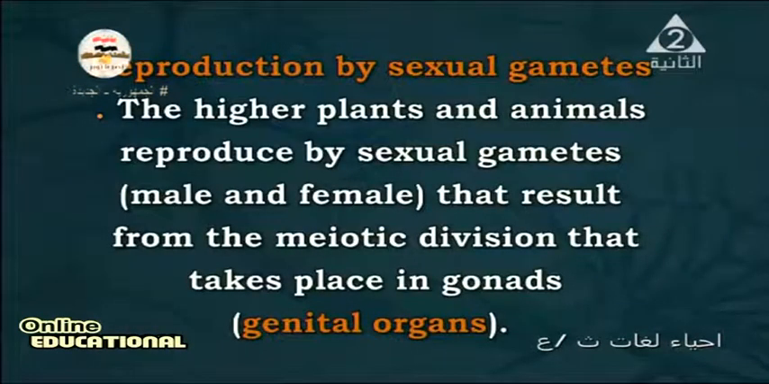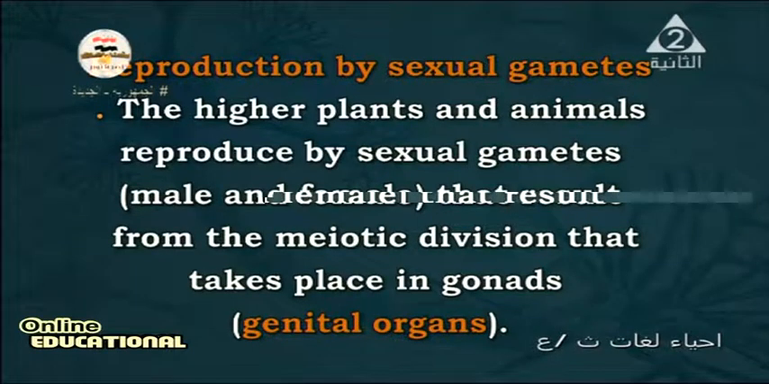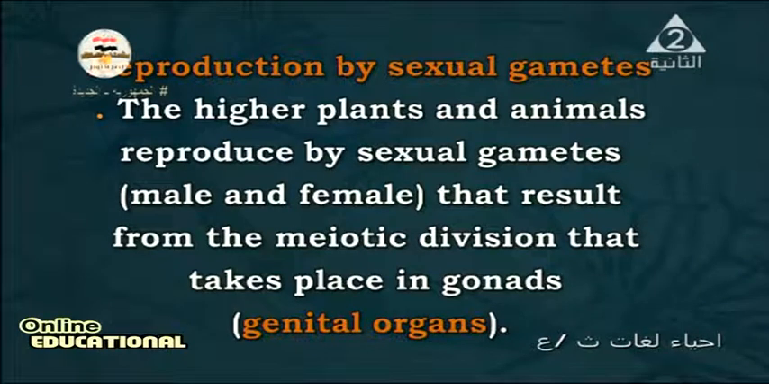Reproduction by sexual gametes. Higher plants and animals reproduce by sexual gametes, male and female, that result from meiotic division that takes place in gonads. Gonads means genital organs: ovary, testes, and anther for the plant.